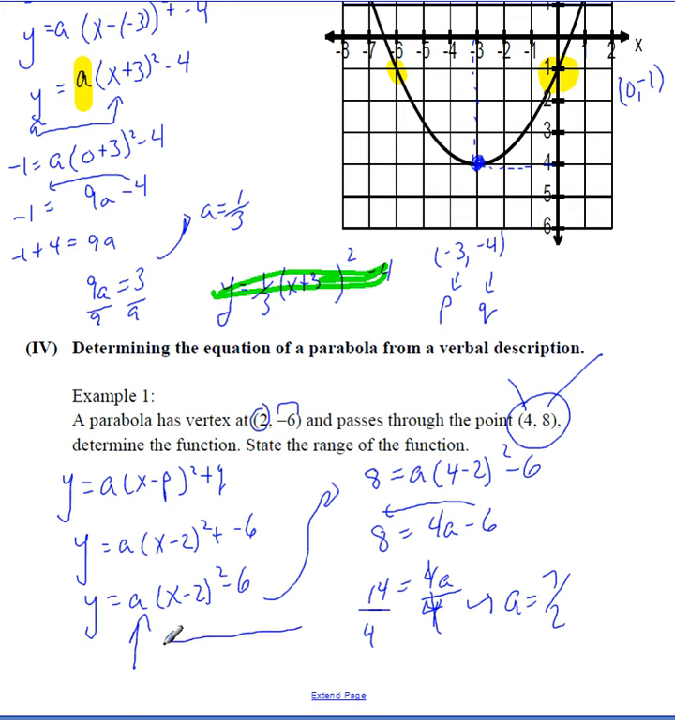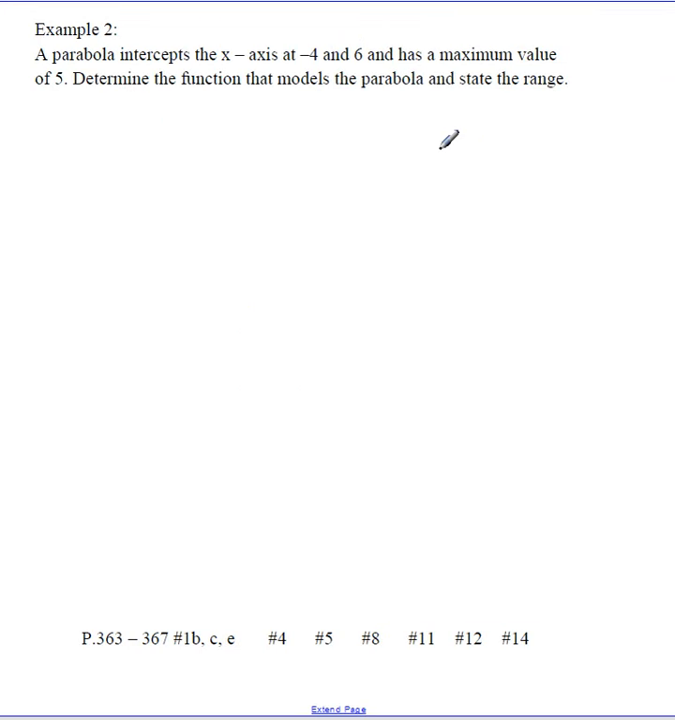So the function is y equals, the a value is 7 divided by 2, x subtract 2 squared, subtract 6. Okay, there's one last example now. A parabola intercepts the x-axis at -4 and 6, has a maximum value of 5. Determine the function that models the parabola and state the range.